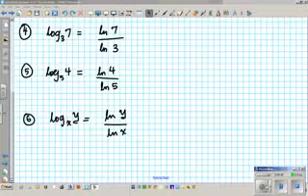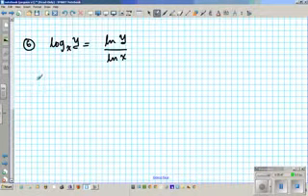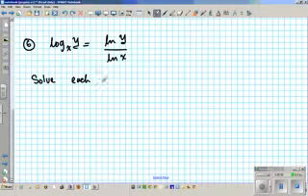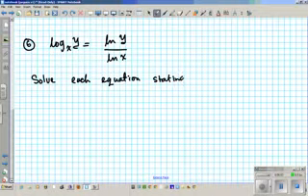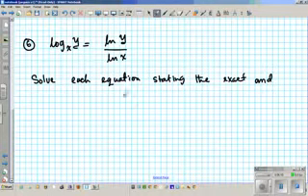Alright, now we're going to try out some problems on solving logarithmic equations. So write down the title of the section of examples. Solve each equation, stating the exact and approximate solutions.